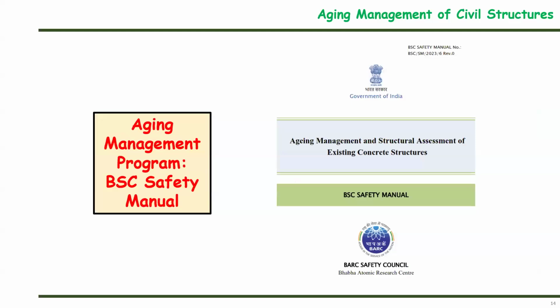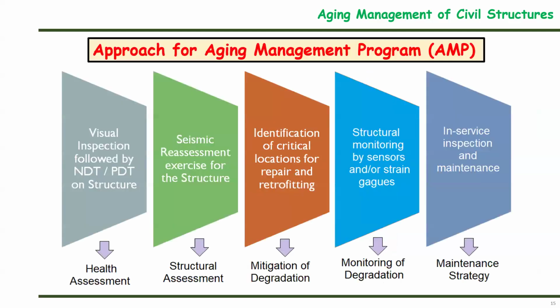And in BARC, there is one BRC Safety Council. They have also come up with a safety manual entitled Aging Management and Structural Assessment of Existing Concrete Structures. All these guides and codes that I have listed can be utilized for the aging management of existing structures. Now, what would be the approach for an effective aging management program? There are basically 5 steps. First step would be the health assessment.